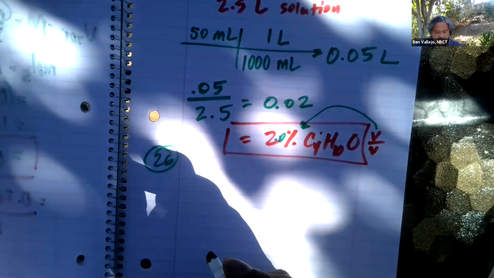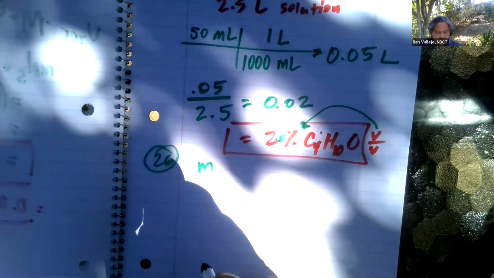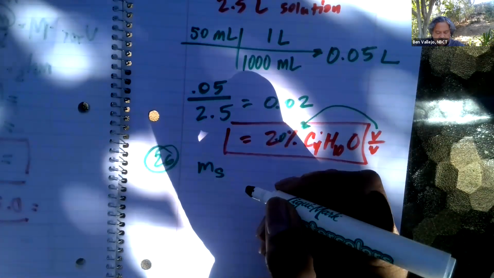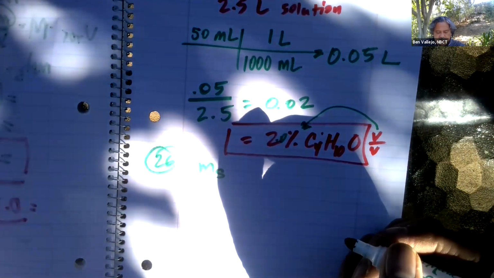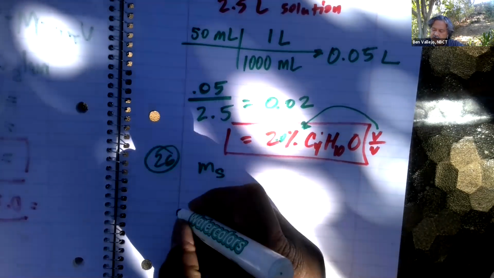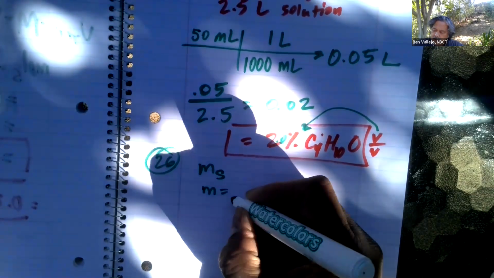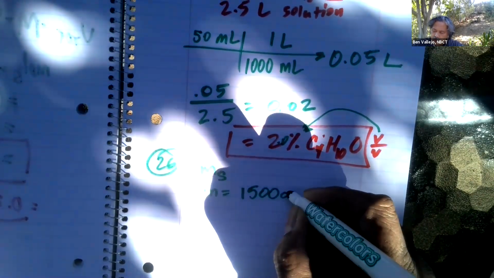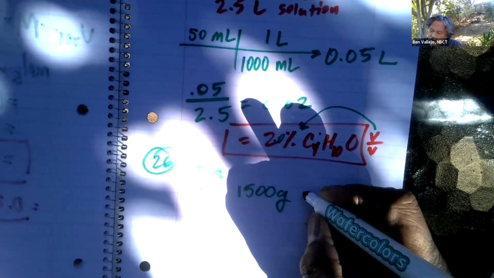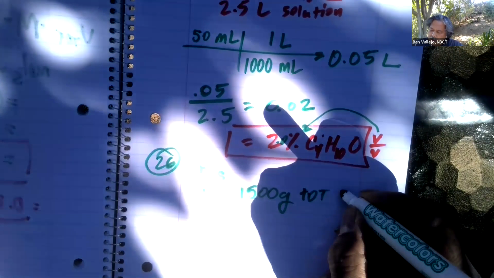The last calculation it is. Anyway, what mass of K2SO4, so you're looking for mass, would you need to prepare? Okay, so this is the mass of the solute. What's the mass of the solute? And it's potassium sulfate. What mass of K2SO4 would you need to prepare 1,500 grams? And so that's a mass. 1,500 grams of, and this is the 1,500 grams of the total solution.